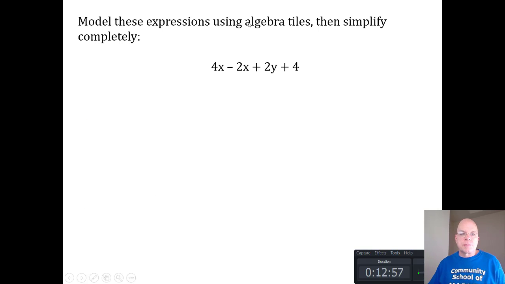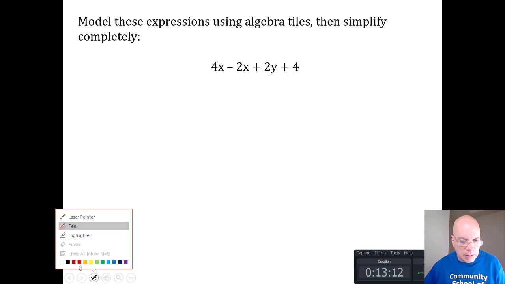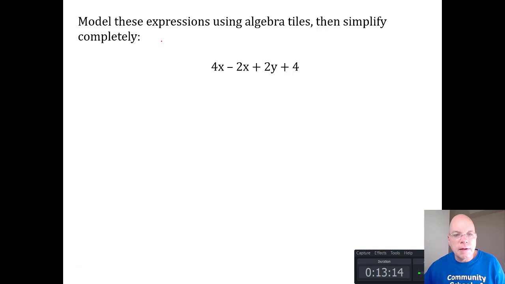Now, we can't model these expressions using algebra tiles because we don't have algebra tiles, because we're doing this online, but I'm going to give you a framework for thinking about this. If you think of the x's as something one-dimensional, because these are all x to the first power, right?